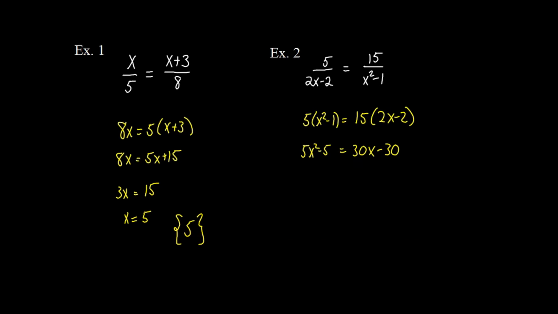There's multiple methods that we can use to solve this, but I'm just going to take everything to the left-hand side. 5x squared, we're going to subtract 30x. We'll add 30 to the negative 5 and get positive 25 is equal to 0. See if we can factor this. I'm going to go ahead and factor out the 5. Get x squared minus 6x plus 5. It does look like it will factor.